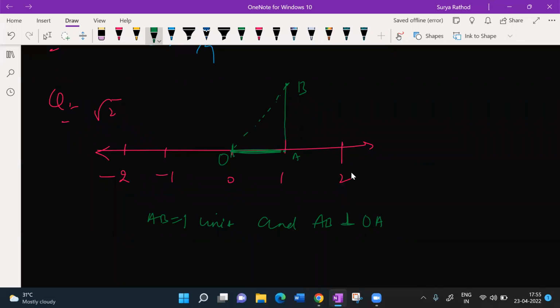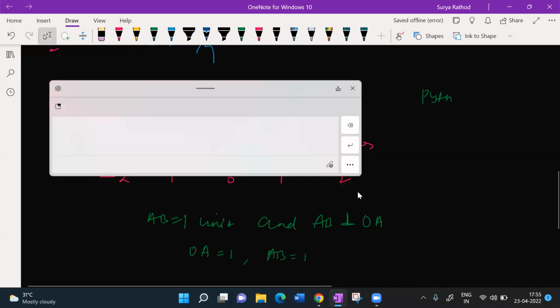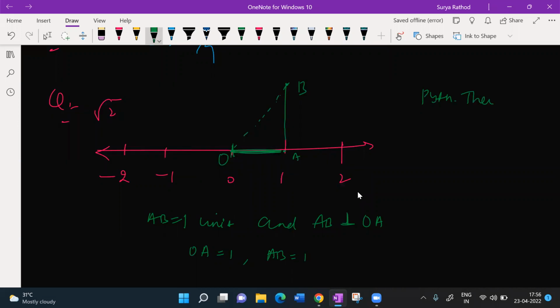I joined that. One second. OA is 1 here, and OB you have to find out. And AB value is 1 unit. Pythagoras theorem. What does the Pythagoras theorem say? A square plus B square is equal to C square. The square of the hypotenuse is equal to the sum of the squares of the other two sides.